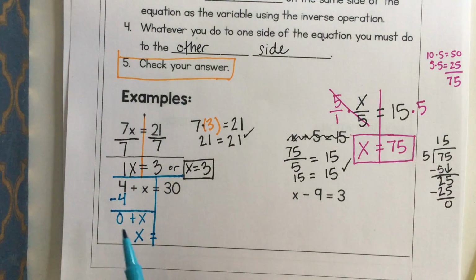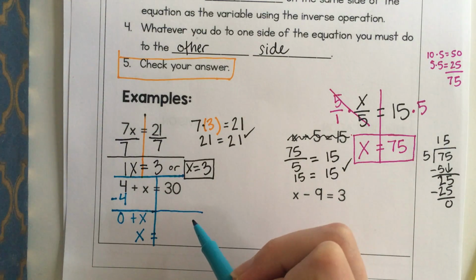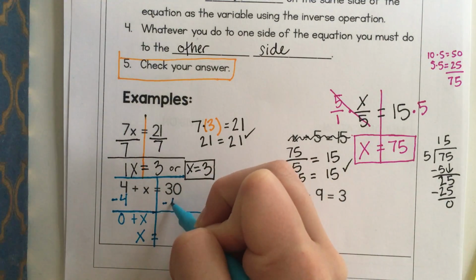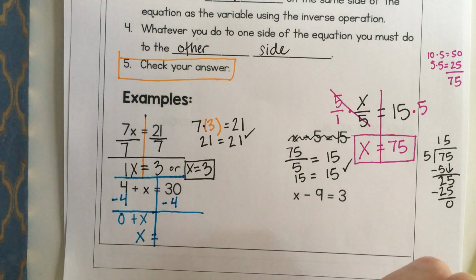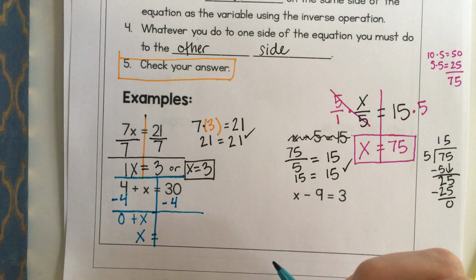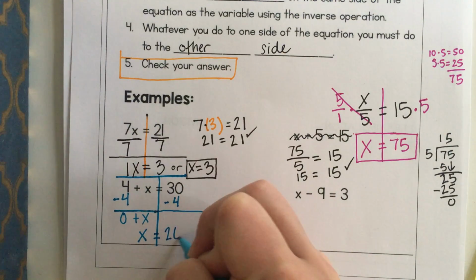So notice I've done something on one side. I have not yet done that on the other side. So I need to come over to this side, and I subtracted 4 over here. I need to subtract 4 on this side. So 30 minus 4 is equal to what? Yeah, 26.